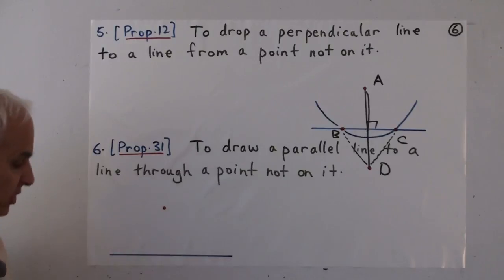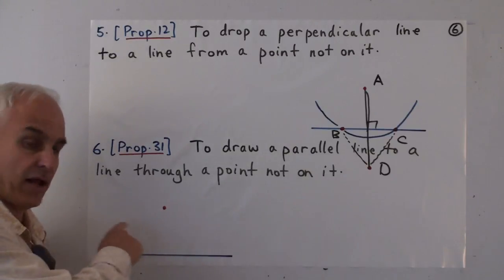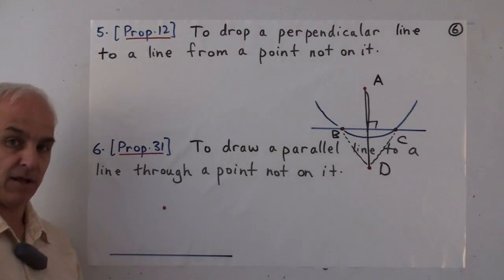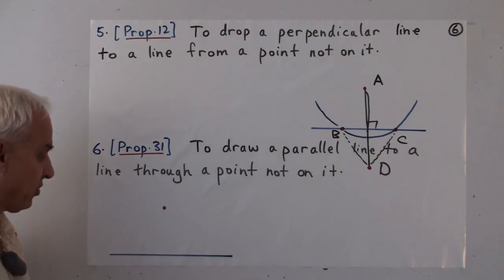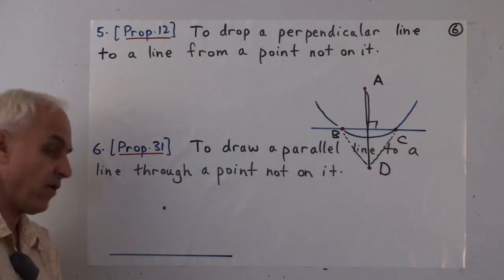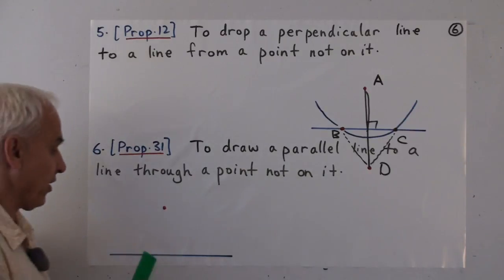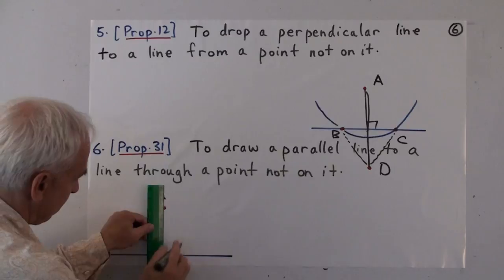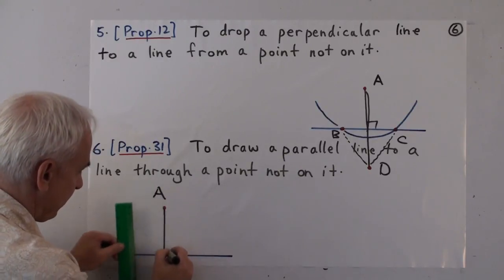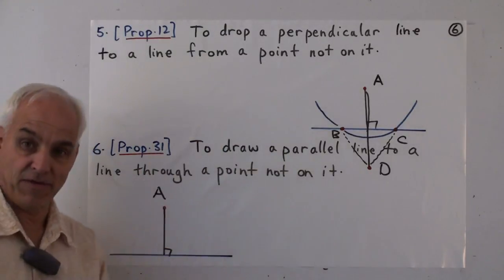Okay. So the way I want you to think about this construction is the following. What we're trying to do is construct this line that goes through this point, which is parallel to this one. All right. So we're going to do this in two steps. We're going to, first of all, drop the perpendicular from this point, maybe we should call it A, to the line. That's exactly using the previous construction.